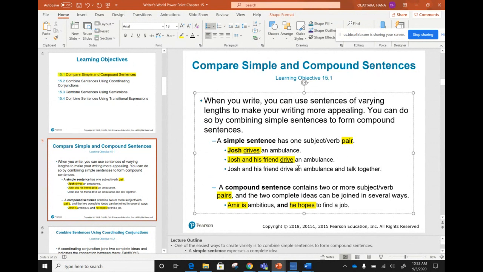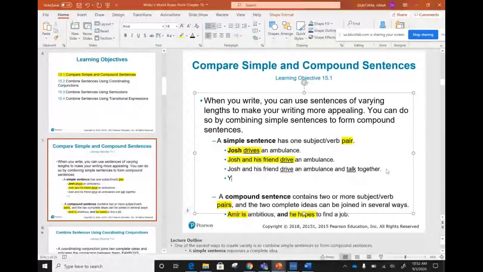What do you guys think? Yes, I think Josh and his friend is the subject. Yes, teacher. Yes. All the subjects are on the left side of the conjugated verbs. It's still one pair.